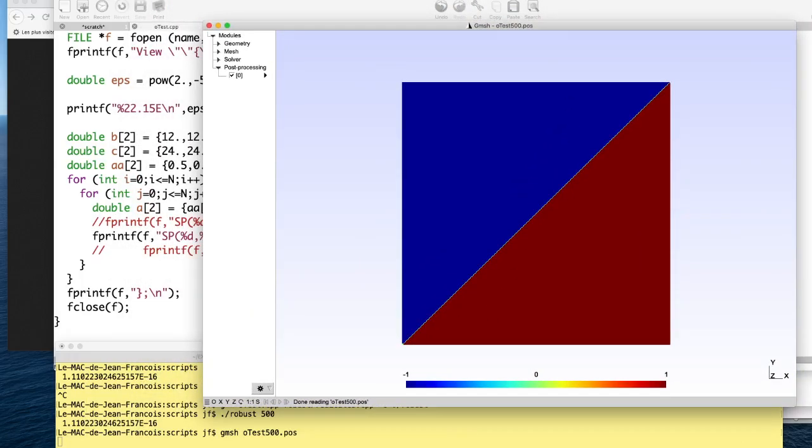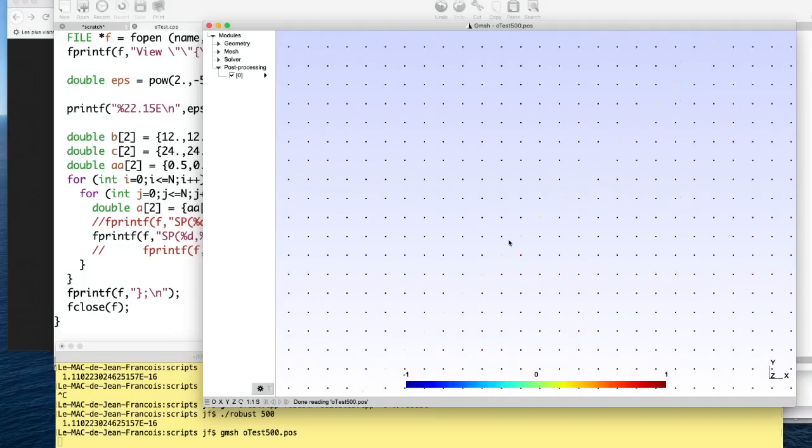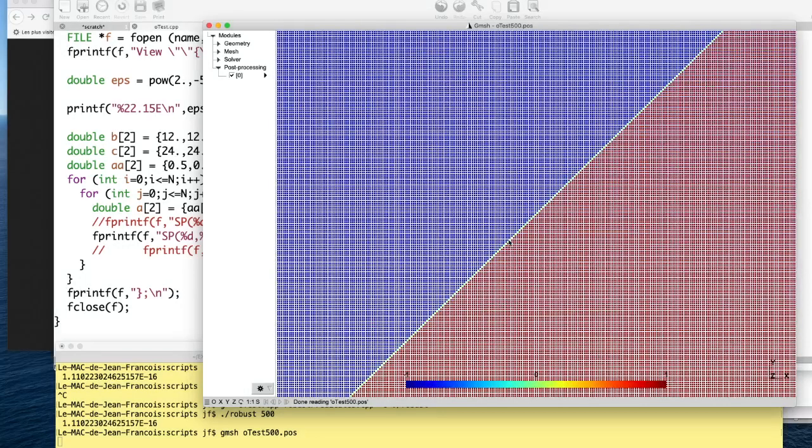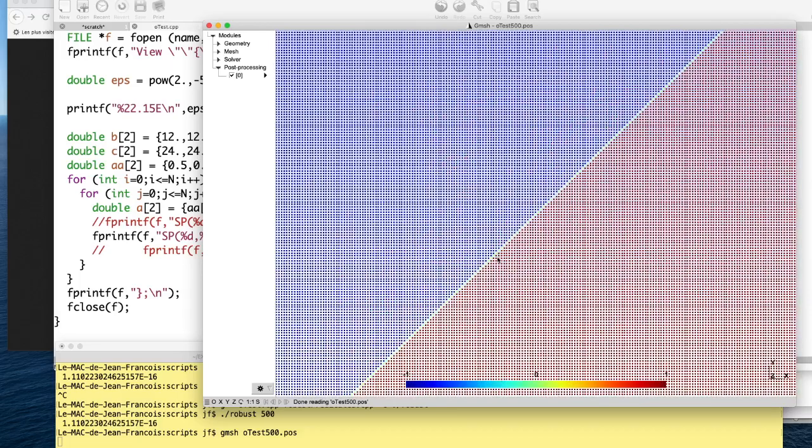Here, what you see is essentially that it's perfect. It's absolutely perfect. It gives me exactly the right answer, up to machine precision, which means that if you look very closely, the first little blue square that you see here is the one below the diagonal, above the diagonal and below, and it gives exactly the right answer.